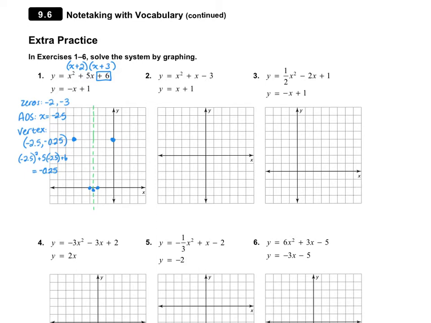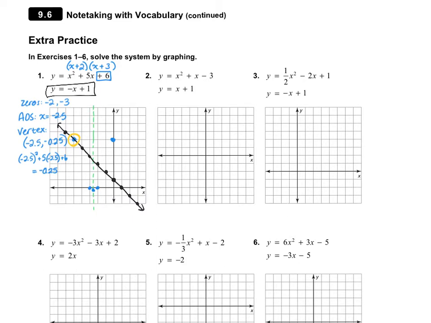Before I connect this in a U shape, I'm going to go ahead and draw my other equation, which is a line, y equals -x plus 1. So my y-intercept is at 1, and my slope is a perfect negative slope. So there's my line. I can see from the graph that I have one answer already because this point here is shared by both the quadratic and the line.